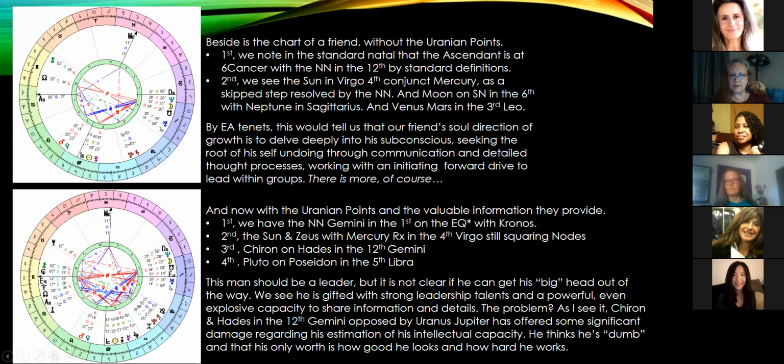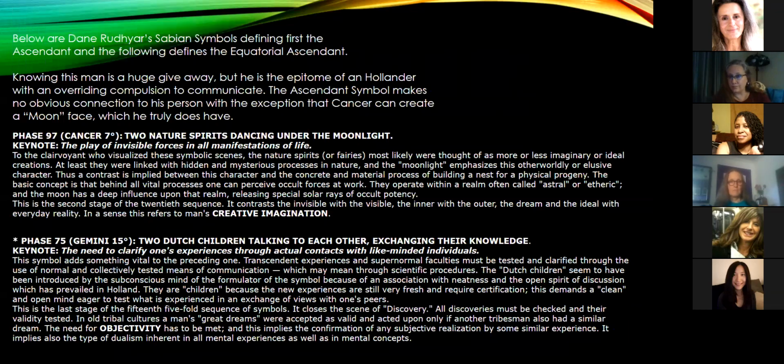But he really wants to appear most attractive to everyone that he meets. He wants to be known as that person. You know, I'm the hottest thing going is what he wants. So knowing him the way I do, I did copy his Sabian symbols of his ascendant and his equatorial ascendant here, just to show the difference between the two.